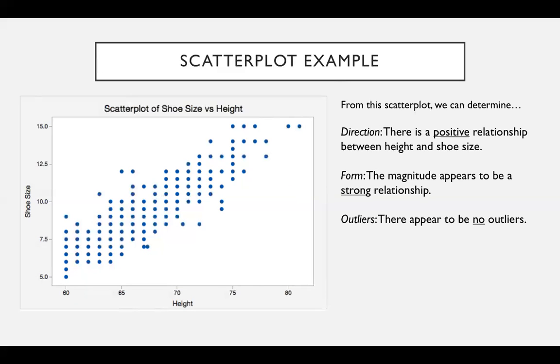The form, it appears to be a pretty strong relationship. You can tell that there is a definite positive linear relationship there. And there don't appear to be any significant outliers. An outlier to me would look like if there was a dot here. I would consider that an outlier because that is the highest height but the smallest shoe size. So that's something I would consider an outlier in this situation.